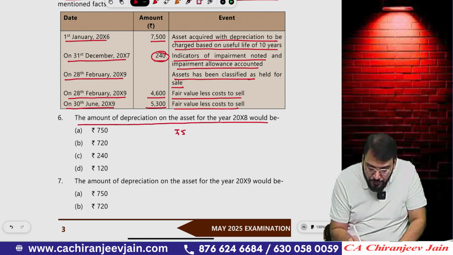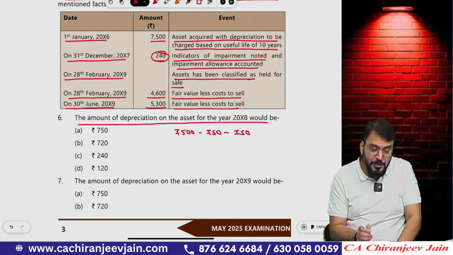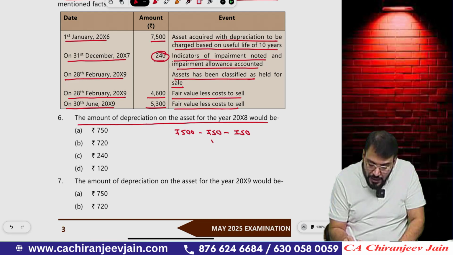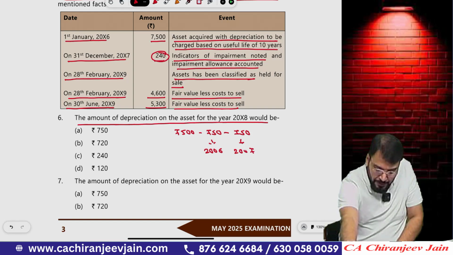Okay, 7,500. First year depreciation will be 750. Second year depreciation will be 750. Means for 2006, the depreciation will be 750, and 2007 also depreciation will be 750. Correct?